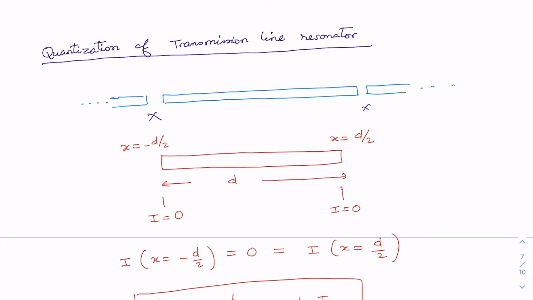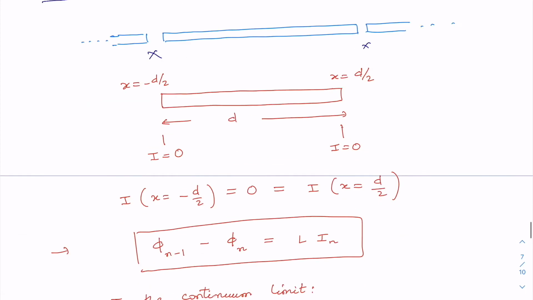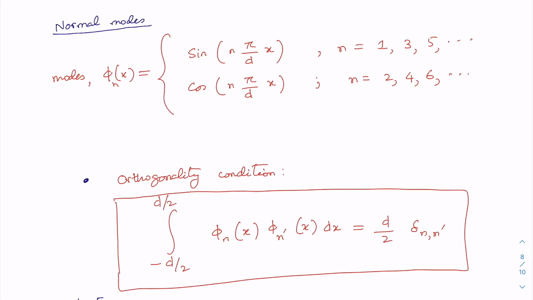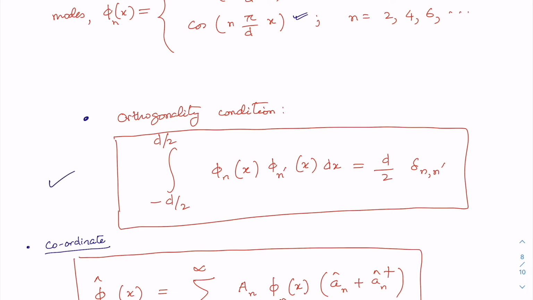But now in the case of the transmission line resonator, obviously we cannot use propagating plane waves as our modes, so we have to take standing waves as we discussed, and these modes would be either a sine function or a cosine function depending on what n we are taking. For n equal to 1, 3, 5, the shape of the mode would be a sine function. For n equal to 2, 4, 6, 8, like that, the shape of the function would be cosine. And then we also have this orthogonality condition.